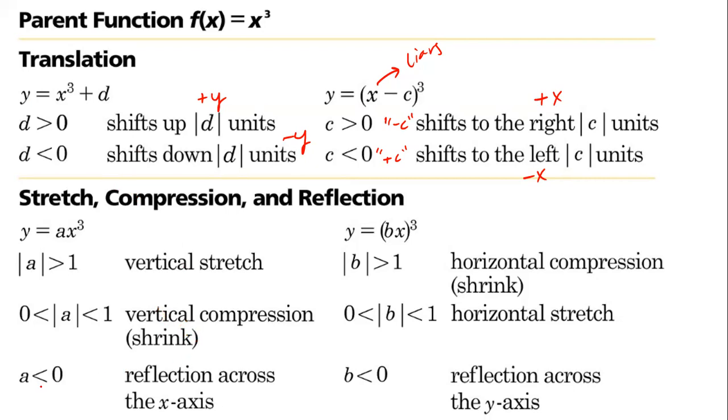And then if A is less than 0, which means that we're working with a negative, then that is a reflection over the x-axis. So we reflect over the x-axis. What's happening here is that if we're at x, y, when we reflect over the x-axis, it's going to become x comma negative y.